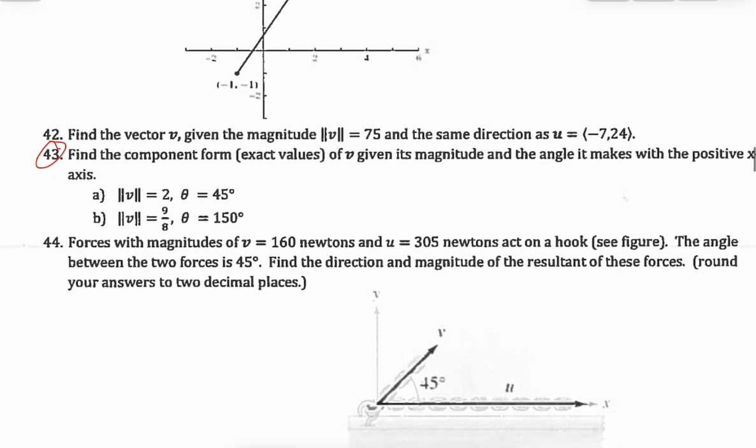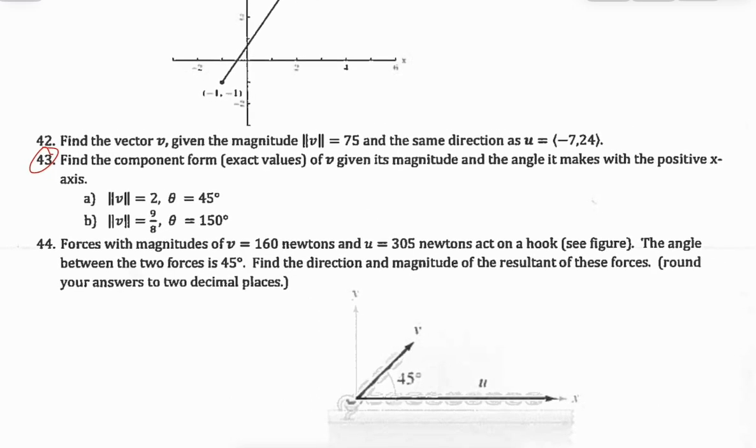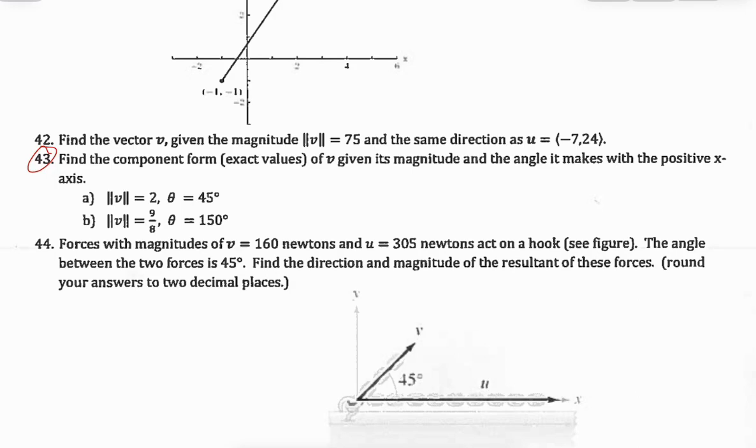So it says, find the component form exact values of vector v given its magnitude and angle it makes with the positive x-axis. Okay. So what they've told us is that vector v has a length of 2, and it's at the angle measure 45 degrees. So we're going to start with A.